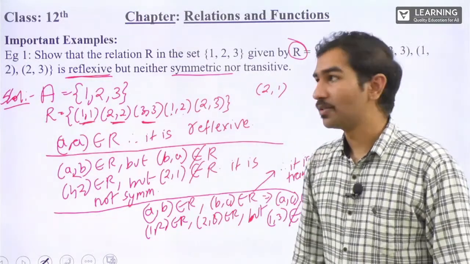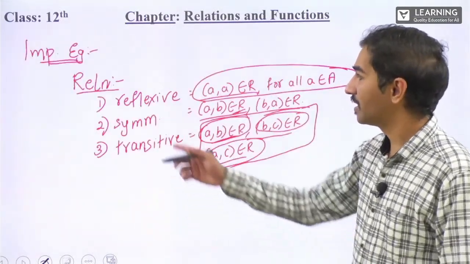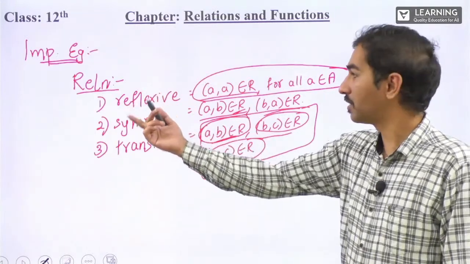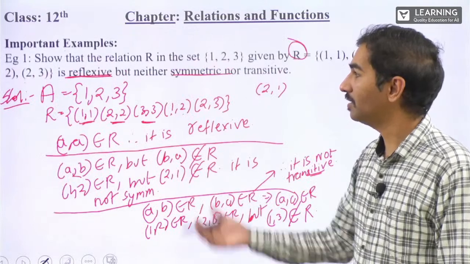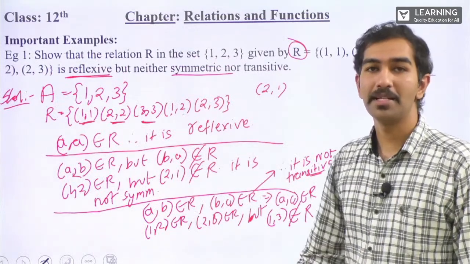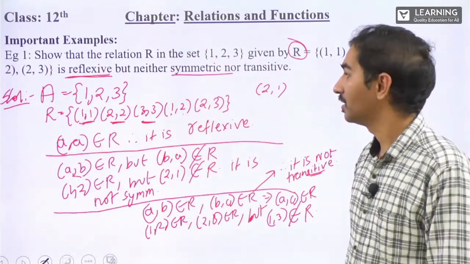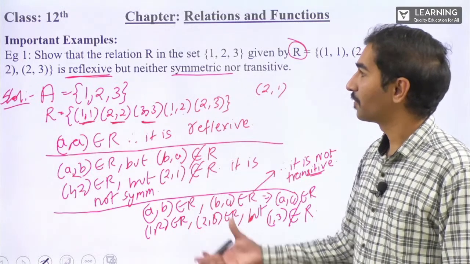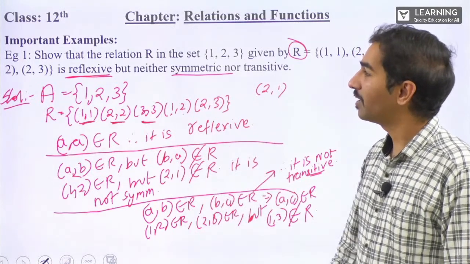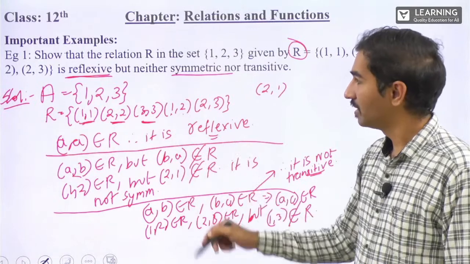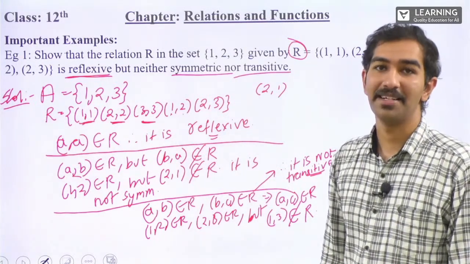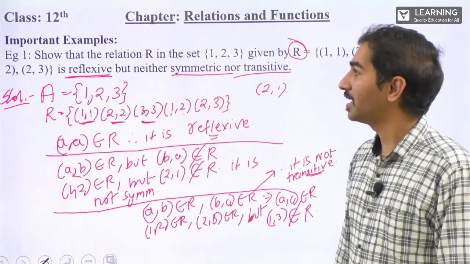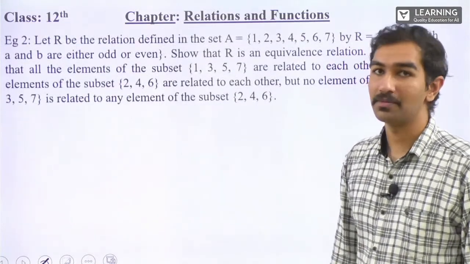Understood? So that is the reason. I had explained, or we had a very quick recap of these relations. With the help of these, you can solve the questions from examples as well as exercise problems of NCERT. So this is the answer for the very first example. We have proved that it is reflexive, but it is not symmetric and also not transitive. Understood? So moving on to the next example, example number 2.